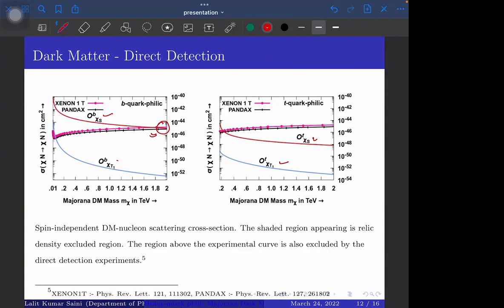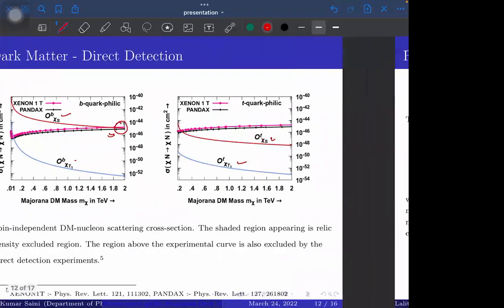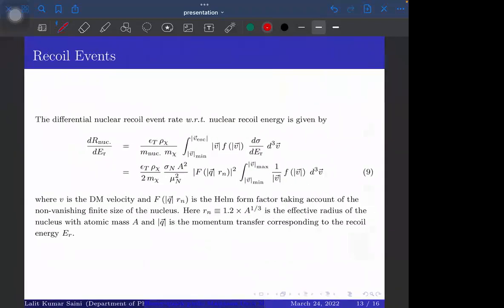So finally, I will try to see, for both the scalar and twist operators, what the prospects are in the future to constrain these two operators. Here I have given the differential nuclear recoil event rate. Interactions can happen with the nucleus of the detecting element. In the experiment I just mentioned, this is Xenon 1T. As the name suggests, this is a xenon nucleus with around 132 atomic mass. Now a dark matter particle can hit that particle, and I can have a recoil of that xenon particle that can be observed.